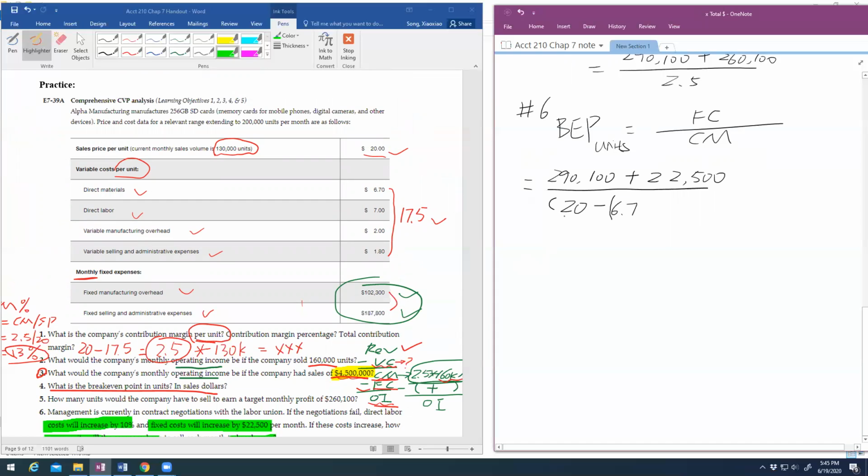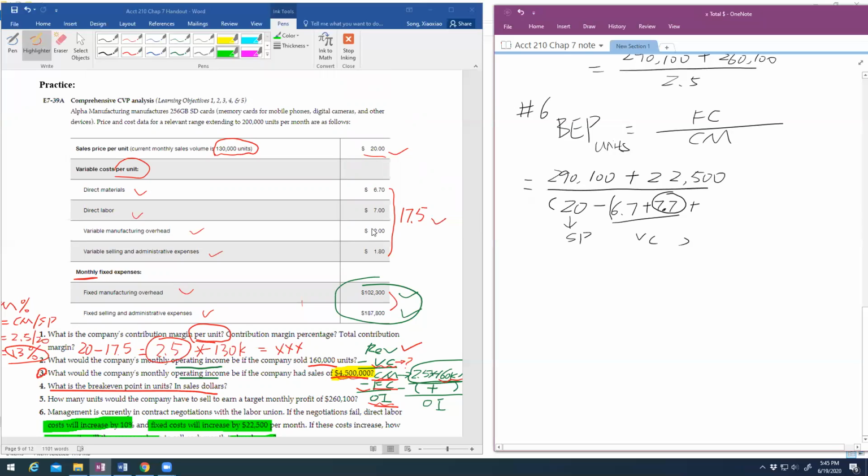Okay, so this is your selling price minus all the variable costs. The direct material is the same. Direct labor will be 7.7 now because it will increase by 10%. It will be 7 times 110%. This is very important, right? This is the trick. Some students just forget this one.